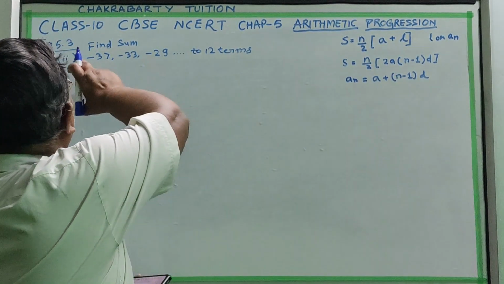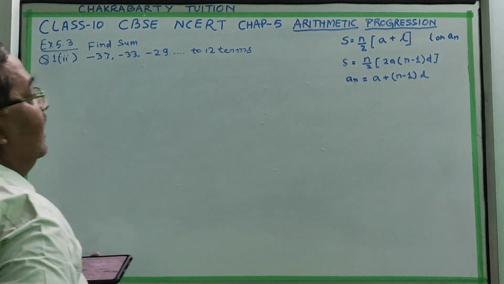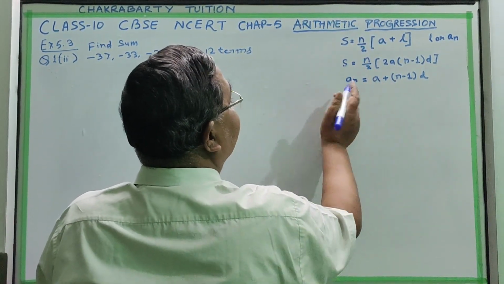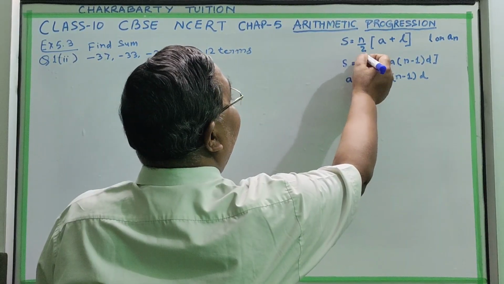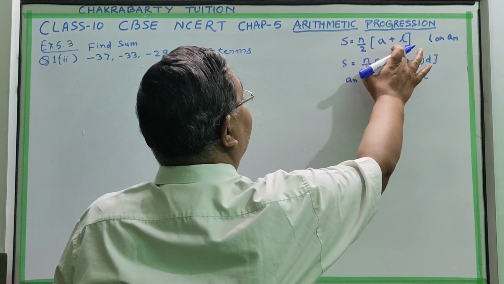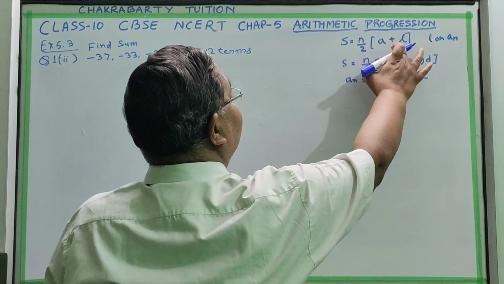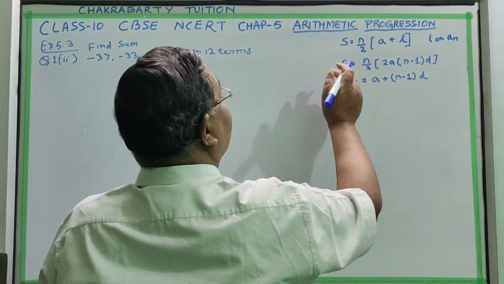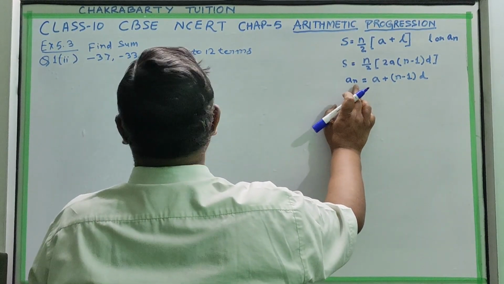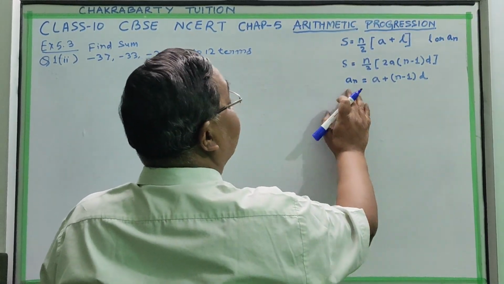Today we will start with Chapter 5, Arithmetic Progression, Exercise 5.3. Before starting, we will learn two formulas. The sum S equals n upon 2 times (a plus l) is used where the last term is given. Where the last term is not given, we use the other formula. Here the last term is not given, so we will use that formula, which is used basically in exercise 5.2.